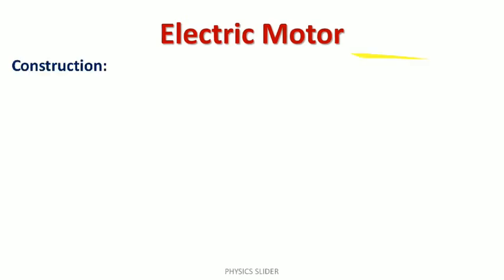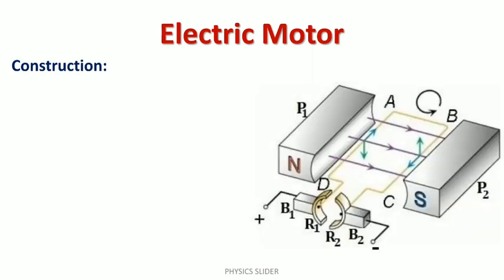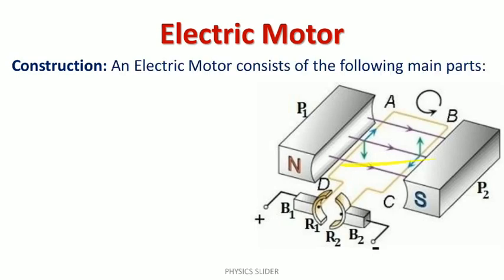Now we will move to the construction of the electric motor. Watch here. This is the construction of an electric motor, and we will discuss the main parts of the electric motor. An electric motor consists of the following main parts. What are these parts? Let's discuss.